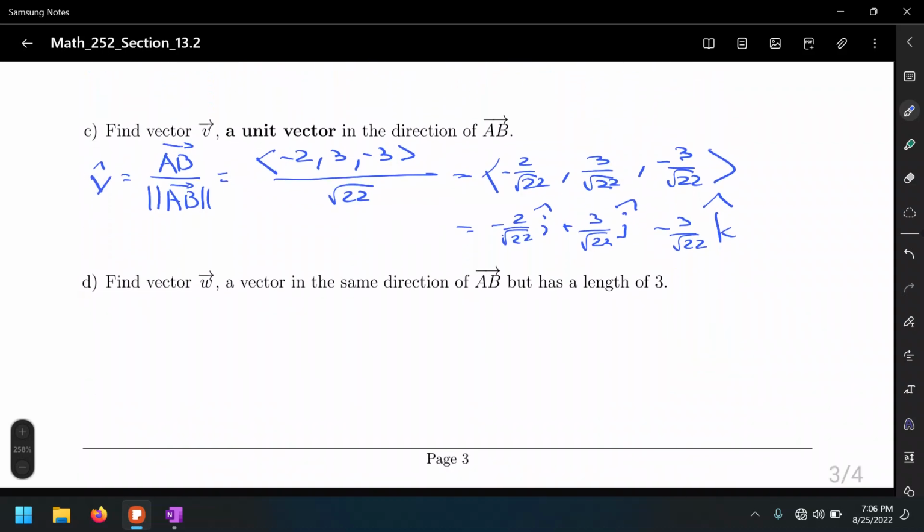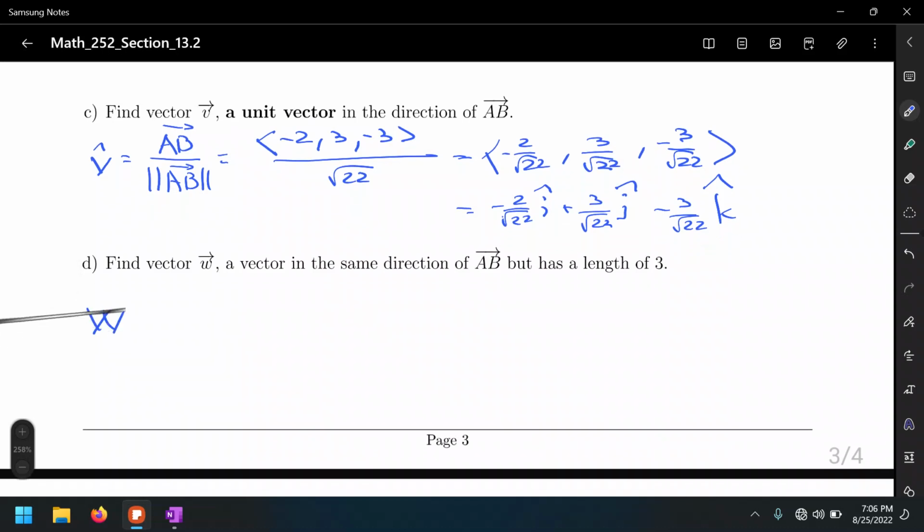Okay, a very typical problem in vectors is to find a vector w, a brand new vector, in the same direction as the given vector that we found that passed through the 2 given points, but in this case has a length of 3. All right. Let's define that vector w. Okay, this vector that we just found in the previous part. What's the length of that vector? What's the magnitude of that vector?